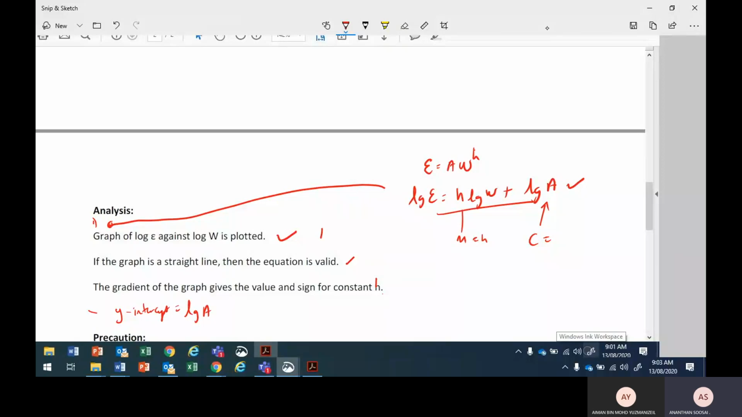So this is 1 mark. This will be 1 mark. This will be 1 mark. This could be a detail mark, the equation. These three are like the analysis marks. So, analysis marks.